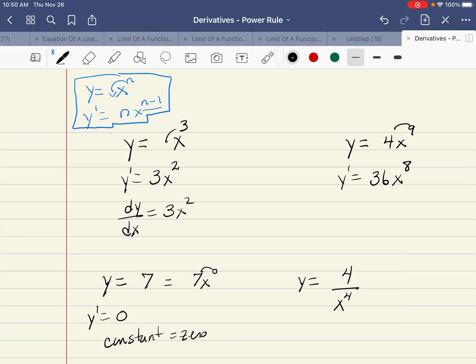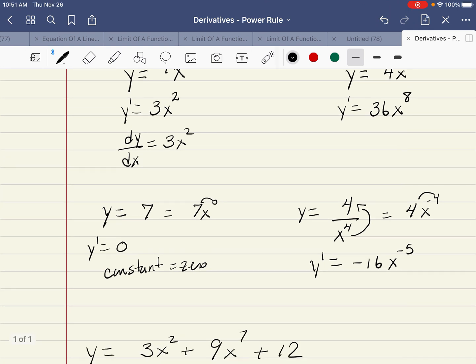Now this case right here, where you've got x to the 4 in the denominator, I can rewrite that as a negative exponent, so I could bring that up, and it'd be 4x to the negative 4, and then I could apply my power rule. Negative 4 times 4 is negative 16. Now just being careful, when I decrease negative 4 by 1, it's going to be negative 5. And then of course I could rewrite that as a positive exponent, bringing it back down to the denominator.